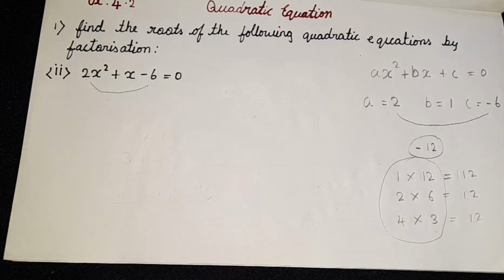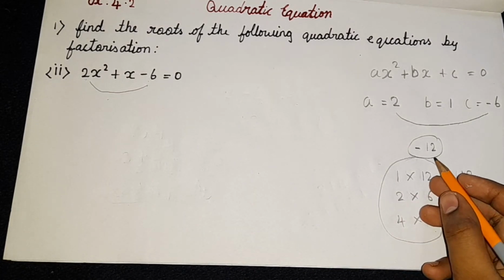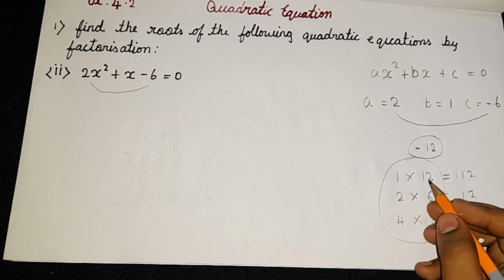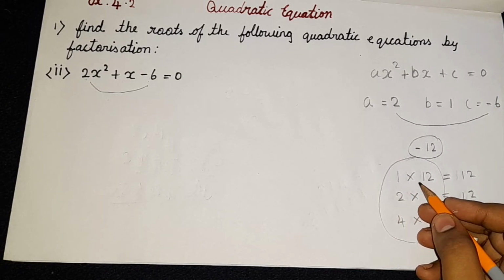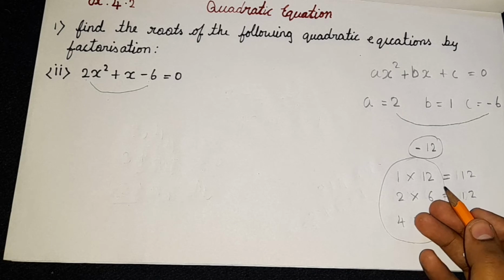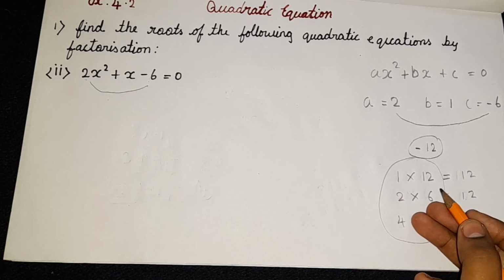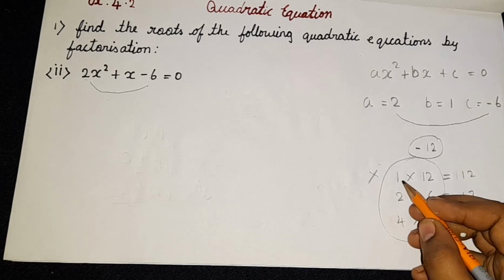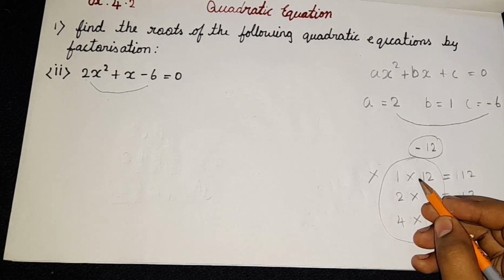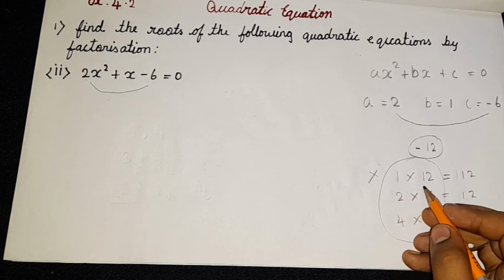So first we check 1 into 12. 1 into 12 is 12 of course, but when we add it, we won't get 1. When we subtract it also, we won't get 1. When we just look at the numbers themselves, we will know we will not get 1. Okay, so now let's go on to the next one. In the first case we didn't get 1, but when we multiplied the numbers, we got 12. So it is not possible.